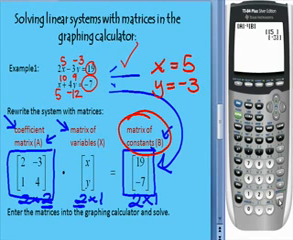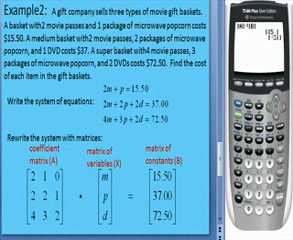Let's do a system of 3 now. Let's do a new example using a system of 3. I've already set up the 3 equations for you, and I know that a lot of you have had questions about getting the equations from the story problem, but hopefully by now you're able to do that. This example says a gift company sells 3 types of movie gift baskets. A basket with 2 movie passes and 1 package of microwave popcorn costs $15.50.